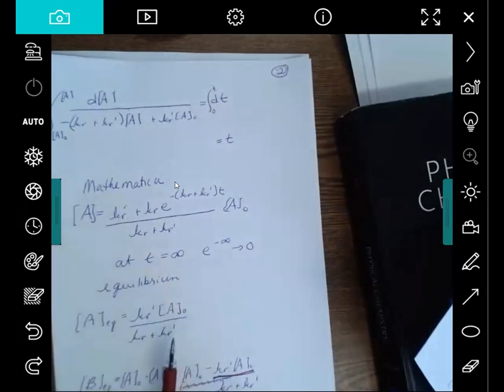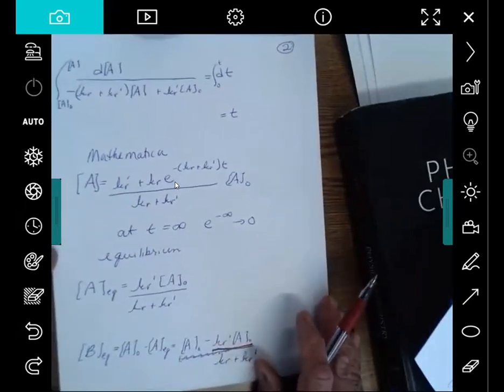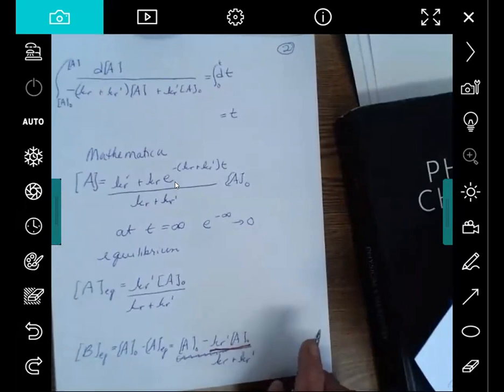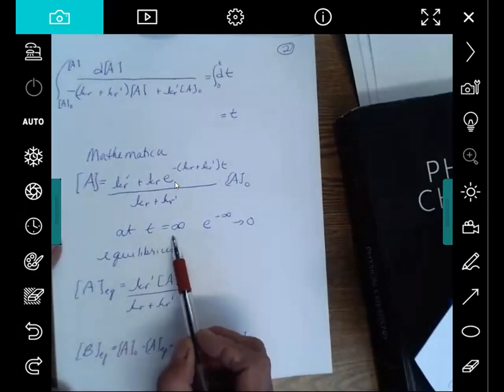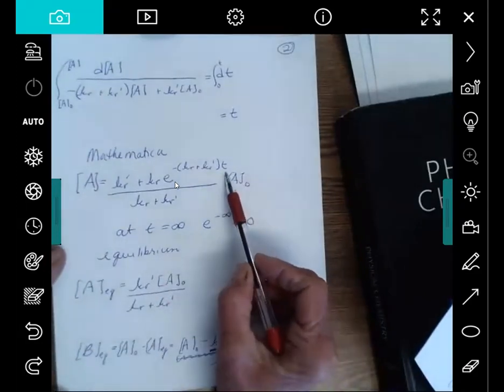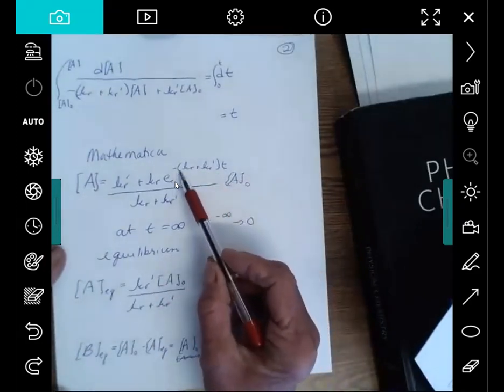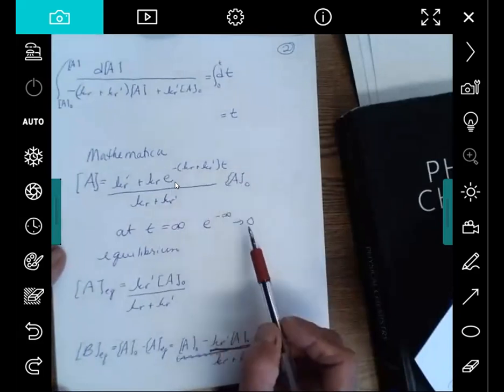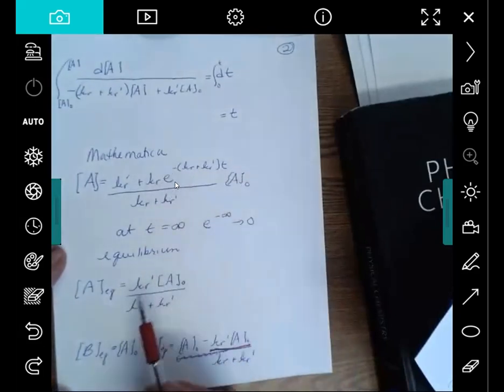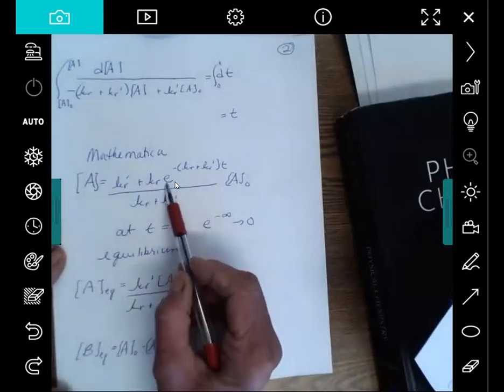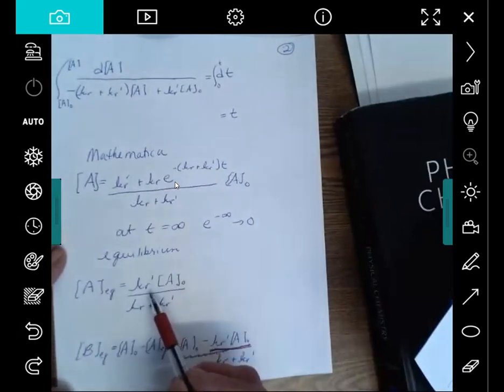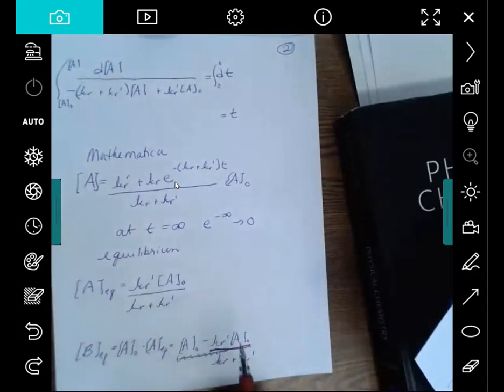And so when we think about going towards equilibrium, that's really the point of this little section, is to think about how the concentrations at equilibrium compare to the rate constants. So at equilibrium, if t goes to infinity, so if you go for a long time, you'll reach equilibrium, and then you'll have e to the minus infinity, which is 0. So this second term will go away. So when A is equal to A at equilibrium, this term goes away, and the only one you have in the numerator is Kr prime A0, and then the denominator is the same.